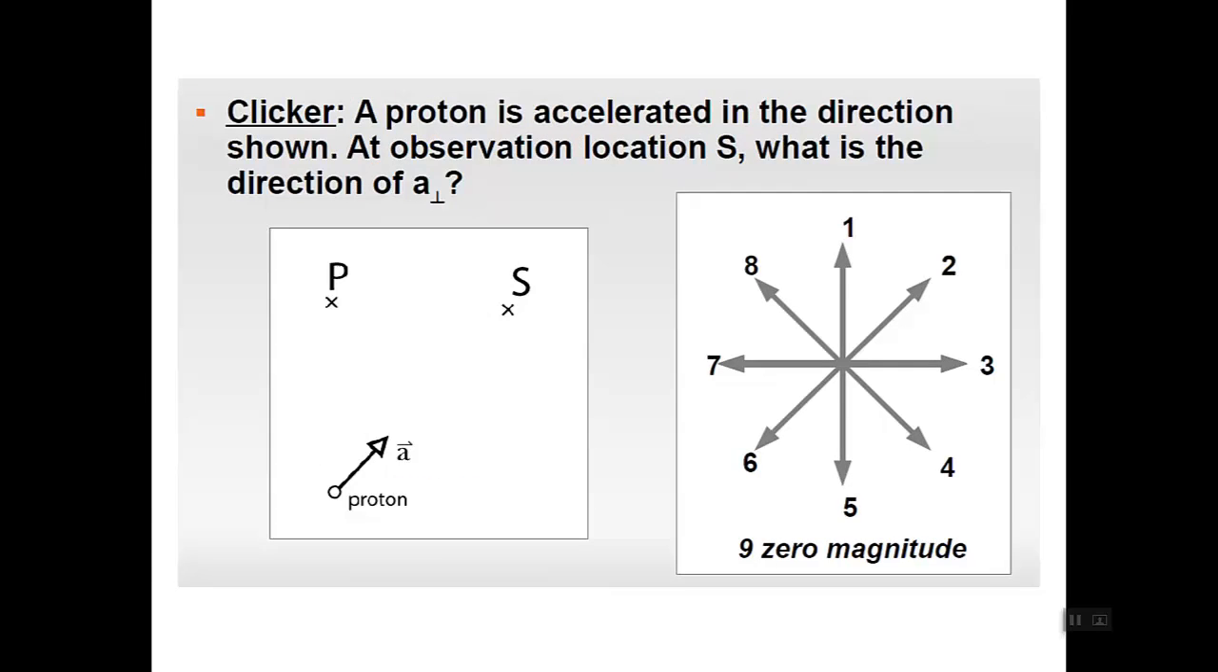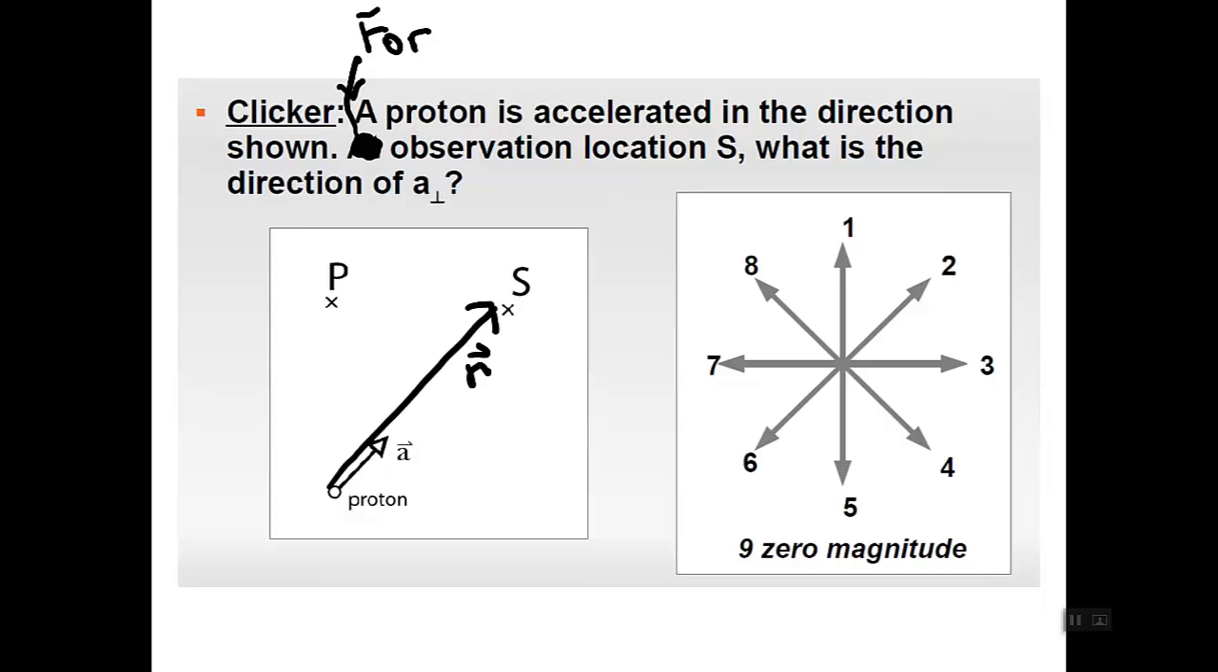Here's another example. A proton is accelerated in the direction shown. If we're interested in finding the radiative electric field at observation location S, what is the direction of vector A perp? Stop the video and try to answer on your own before continuing.